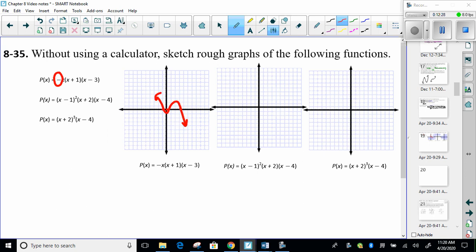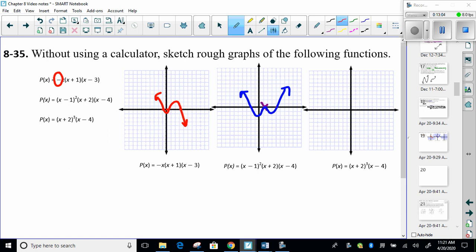Okay. In the second one, I have zeros at +1, at -2, and at +4. I also know at +1, it is going to bounce. So at +1, it'll either look like this or like this. What I do know is that I have a positive orientation. Therefore, it's going to come through here, and then it has to bounce, and then come back through here. So that's a 4th degree polynomial. So it kind of looks like a U.